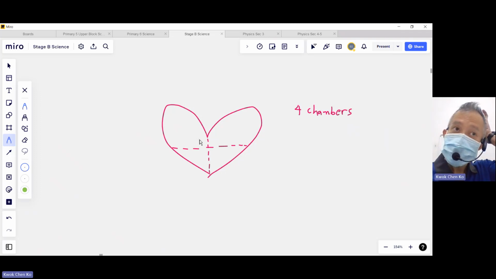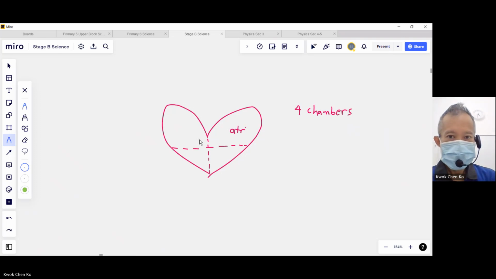But obviously, other animals will have a different number. For example, amphibians have 3, and fishes only have 2 chambers. But we won't go into those animals. So 4 chambers. Now, the upper portion is called the atrium. Atrium. In English, the word atrium means entrance.